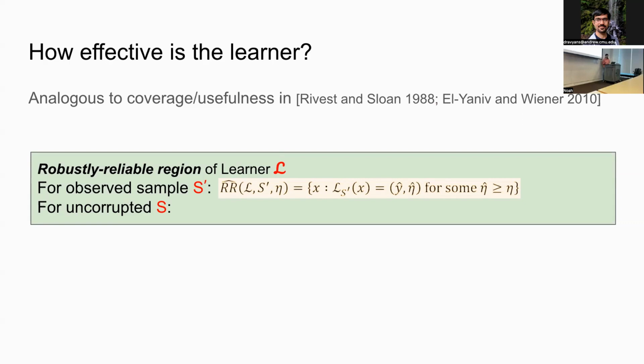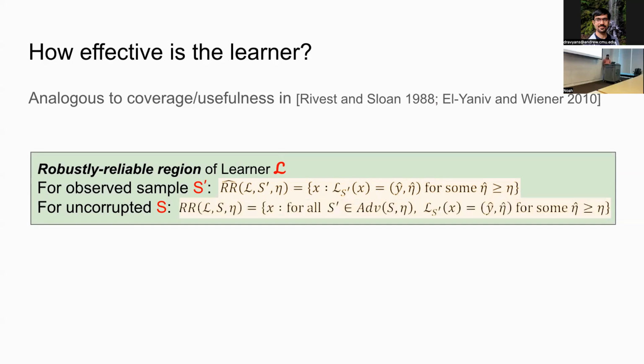So the robustly reliable region is a function of the data set, the learner, and the threshold. For each value of threshold, you can define the set of points for which the learner is confident that, as long as the adversary's budget is at most eta, it will output a confidence level greater than eta. So we are sure that we are going to be correct.